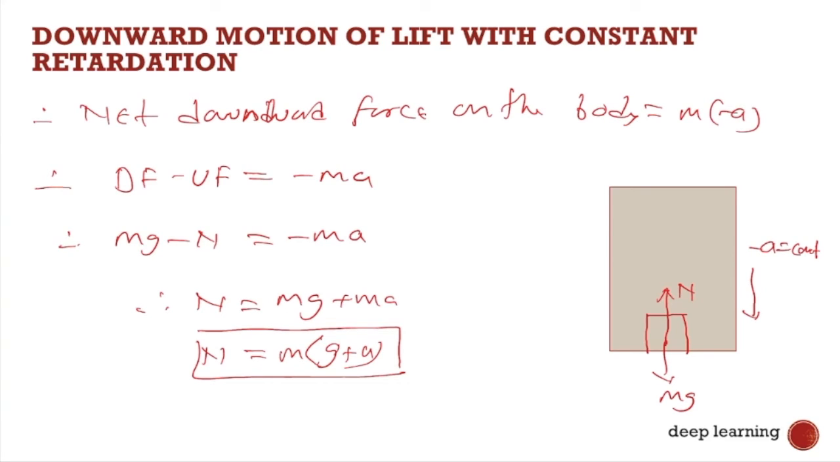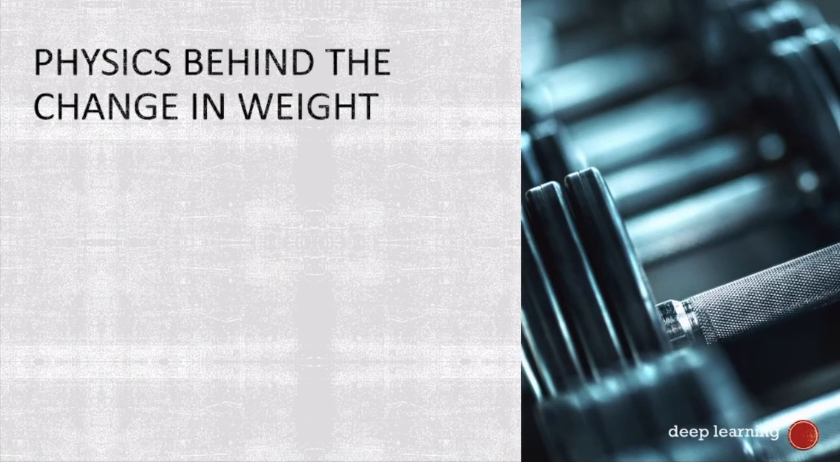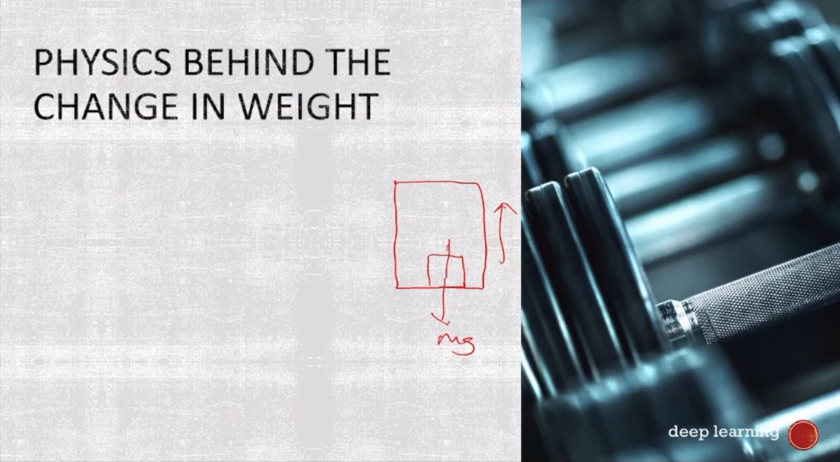All that which you have learned over here is just mathematics. But what is the physics? What is the physics behind the change in weight, the apparent change in weight? So consider a case when the lift is going upwards. When the lift goes upwards with some acceleration, what happens? First of all, draw the forces: weight mg in the downward direction, normal reaction in the upward direction. What happens?